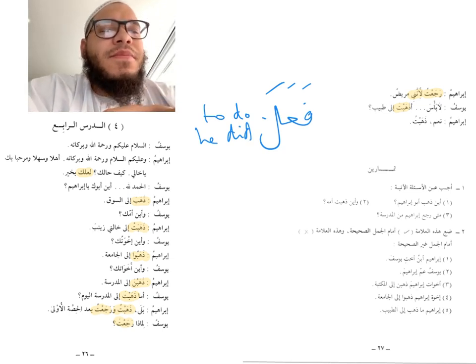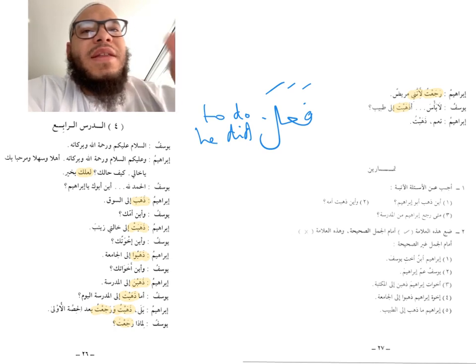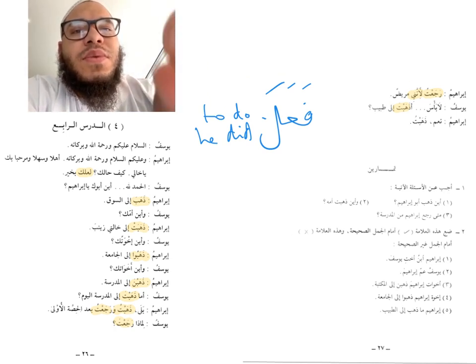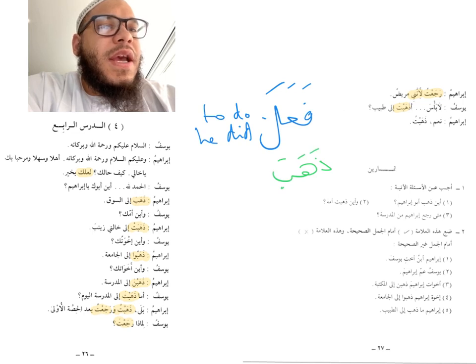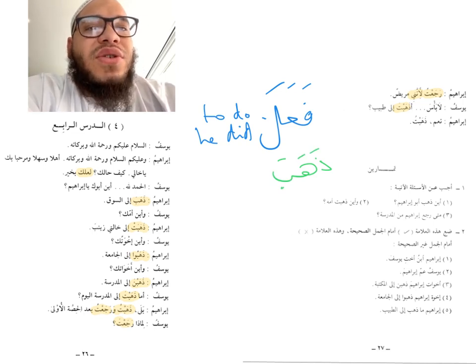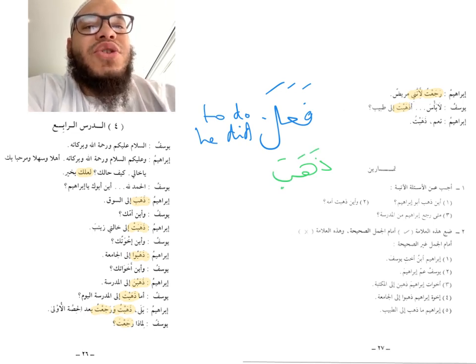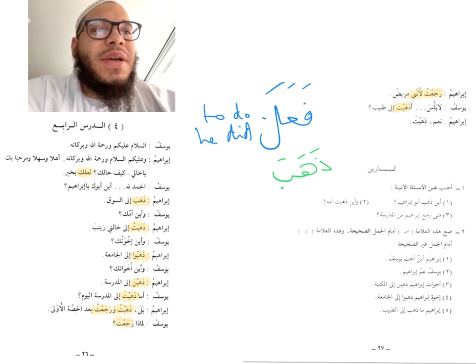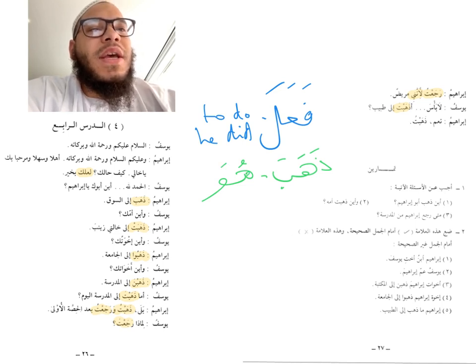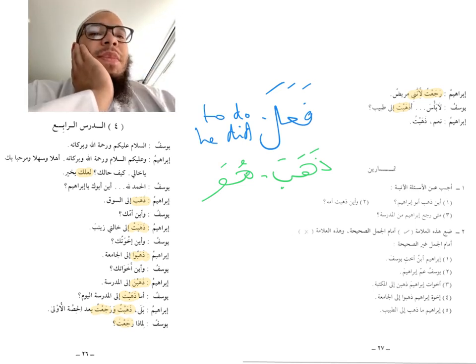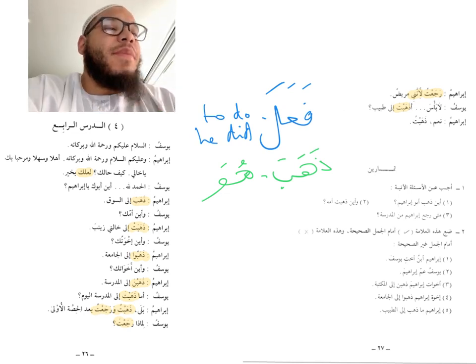So if we take ذهب now, ذهب, as mentioned, it says أين أبوك? Where's your father? ذهب إلى السوق. He went to the market. So ذهب, he went. This is for huwa. He went.